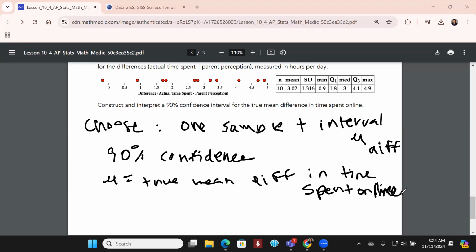Okay. We got a random sample. We have 10%, which is 10 is less than or equal to 10% of all teenagers. We got normal large sample. That's the distribution of differences. It has no strong skew or outliers. So we can say that it is approximately normal. Okay, so everybody good on the check part?